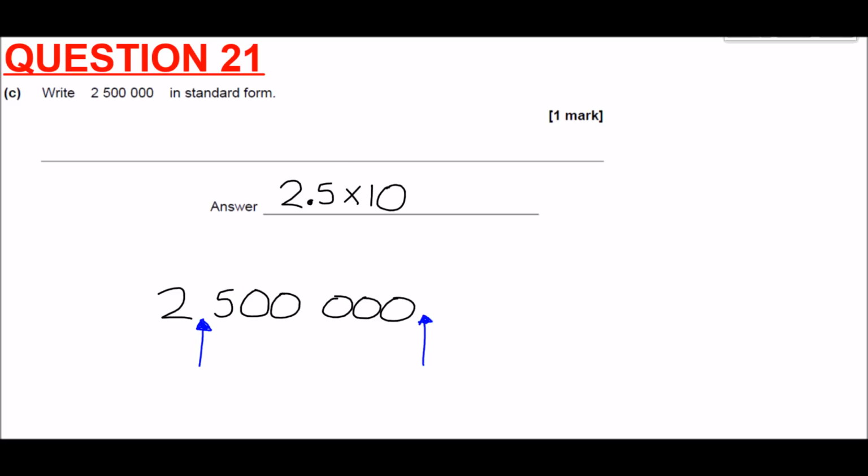Now the power of 10 is found by looking at how many digits are between where the decimal actually is and where the decimal needs to be, which is here. Between these two places, there's a total of 6 digits. And so the power of 10 is going to be positive 6, not minus 6. Positive powers if we're talking about big numbers, negative powers if you're talking about small numbers. 2,500,000 I'd say would be quite big, so that's a positive 6.